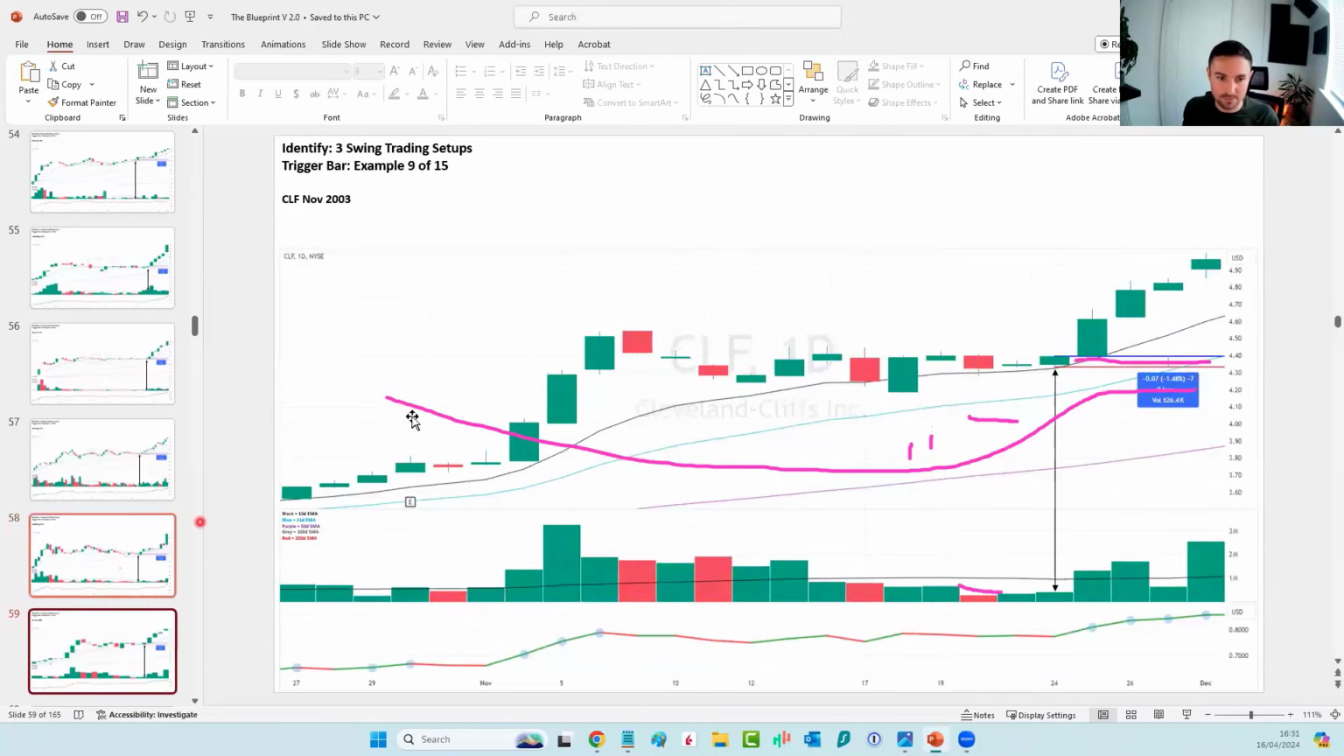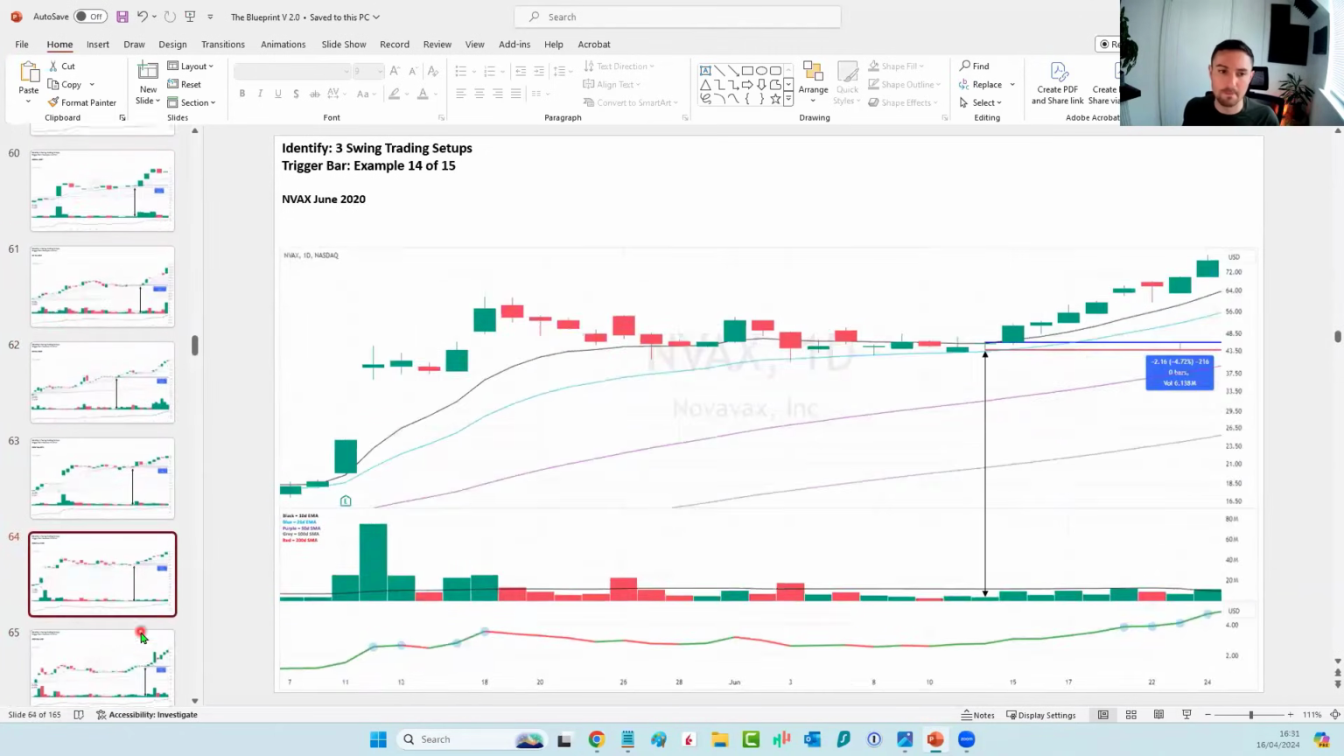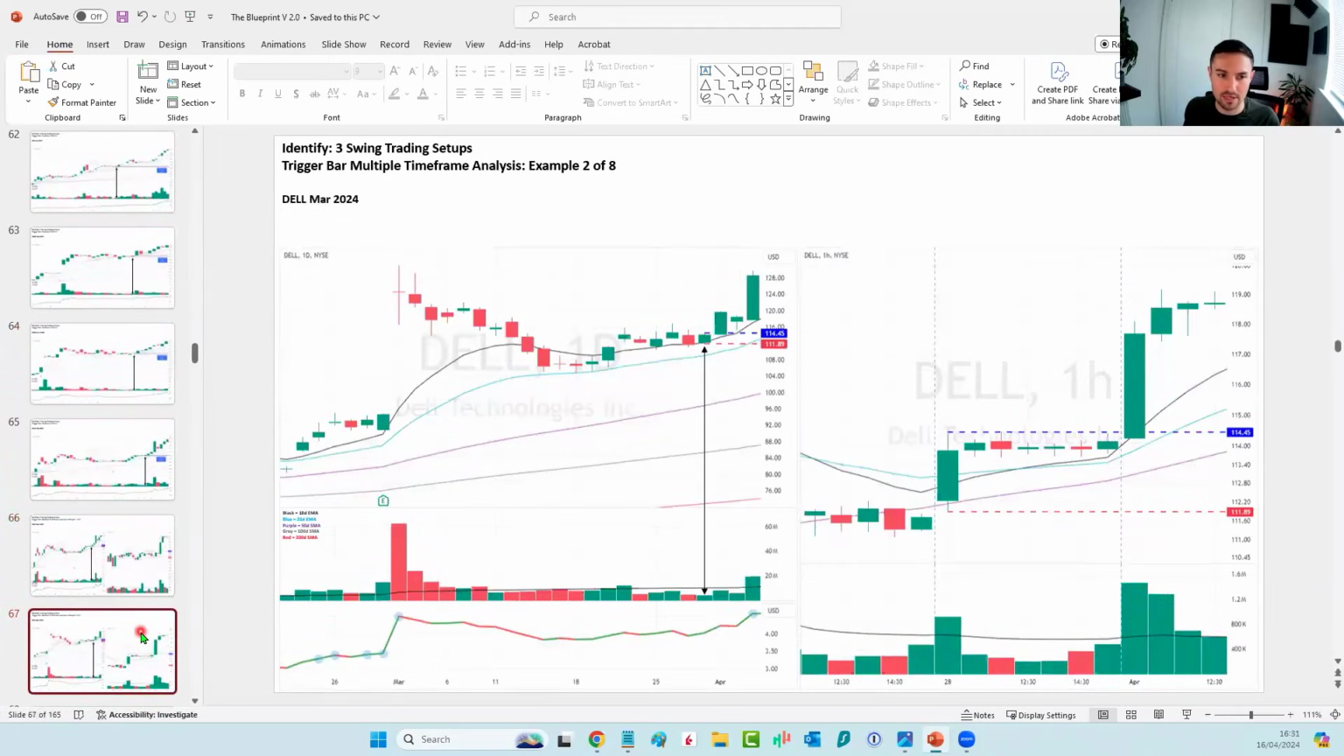Let me go through a couple of other ones. I'm going to speed this up a little bit so we can get into the bar by bar stuff. Let me go through. I'm going to jump across to, you can just see them everywhere. I'm going to go into the multiple time frame analysis actually.